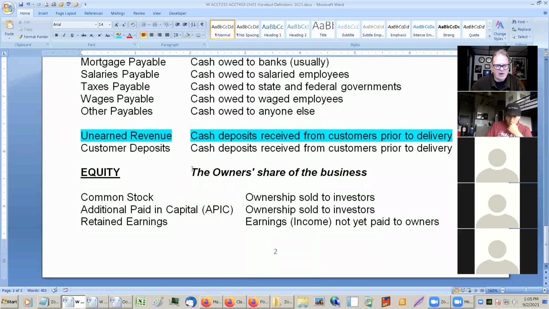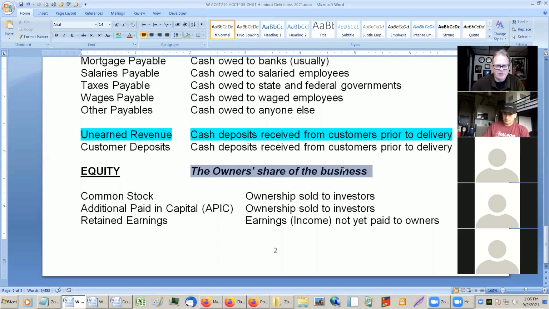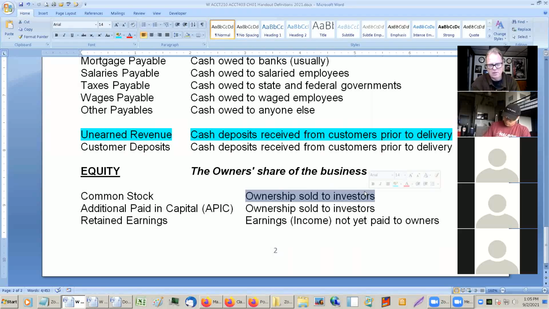The equity account is simply the owner's share of the business, owner's share of the assets, basically. So common stock, it's sold to investors. They become owners at that point. So a company will have their stock printed up and be sold to owners, or investors, I should say, that become owners at that point. And the owners may work in the place, they may not work in the place.